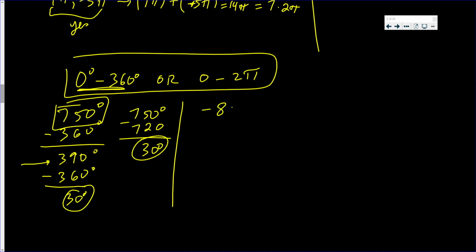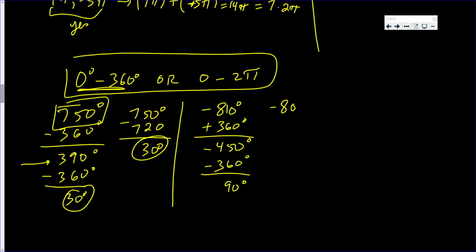Now what about negative 810 degrees? Now if you like, you can add 360, and I guess it'll be negative 450. You can add another 360. I guess it's going to be 90, and there's your answer.